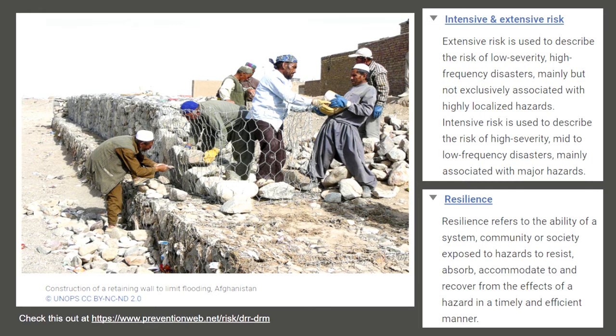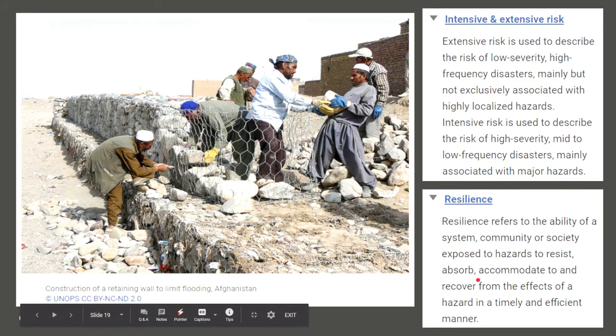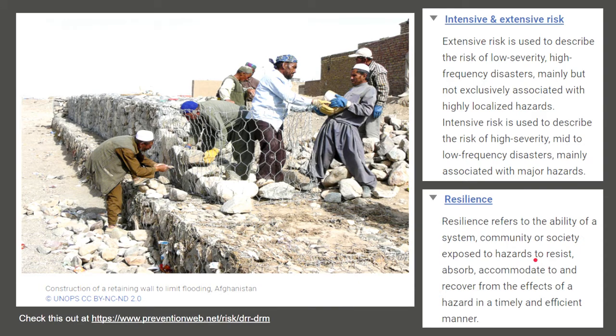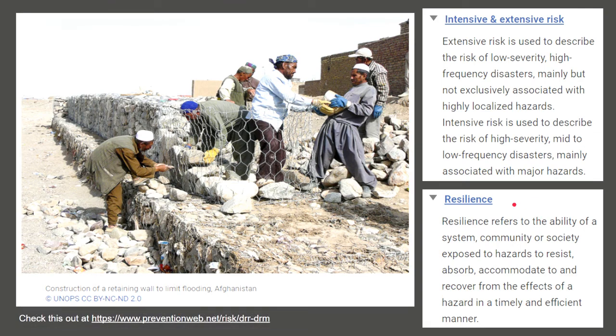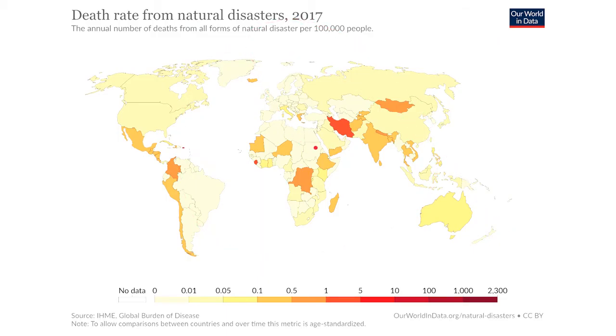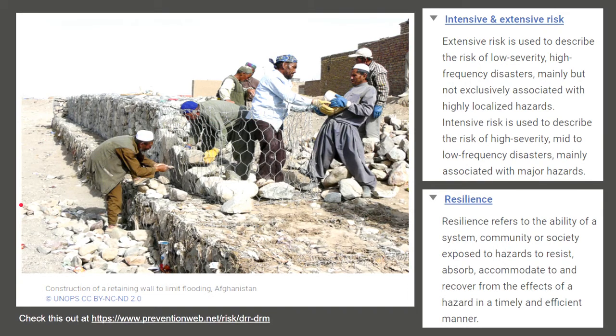In order to address those types of risk, we need to build up the resilience of a system or a community. That refers to the ability of a community exposed to a hazard to resist, absorb, accommodate, and eventually recover from that hazard in a timely and efficient manner. So identify the risks, then build up the resilience of a community. Those are the goals to prevent all these deaths. Here we have an image, an example of construction of a retaining wall to limit flooding in Afghanistan. This one would mostly address extensive risk if they are already anticipating flooding in their community.